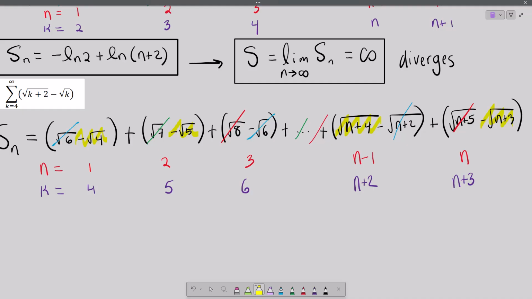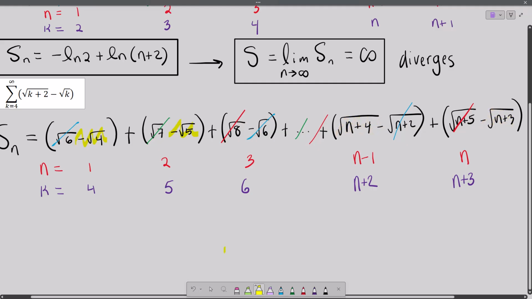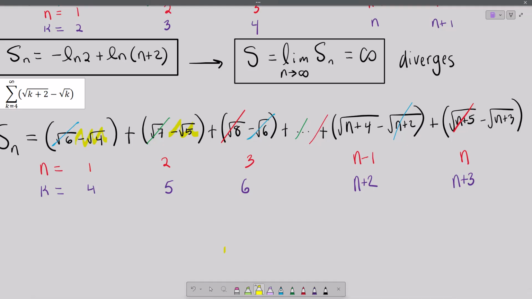Wait, no. Did I cancel wrong? Yeah, I did cancel wrong. Thank you. Let me say it again. So when we're going from right to left, second parts are canceling with first parts after a skip. So second parts are canceling. So I shouldn't have this red one there, because it's second parts that are canceling.